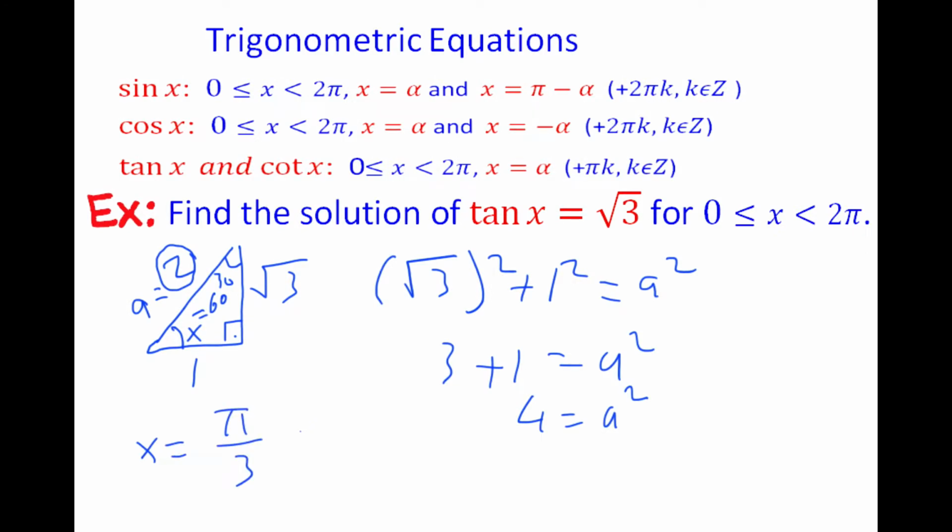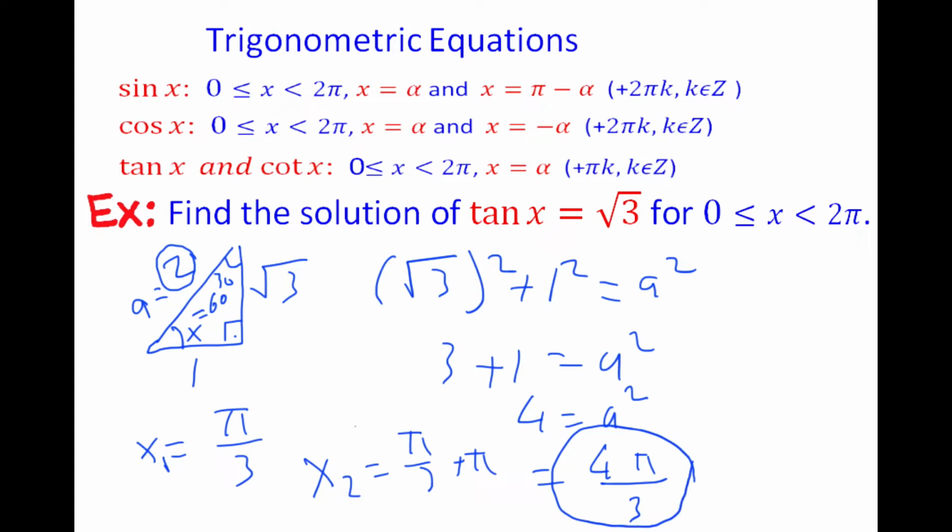And what we can do is we can add multiples of pi on this also. So we can say that the first solution is pi divided by 3, and the second solution, let me write it like this. x sub 1 is pi divided by 3, and x sub 2 is going to be pi divided by 3 plus pi, which is going to be 3 pi plus 1 pi, 4 pi. So 4 pi divided by 3, guys. So this is one solution. This is another solution, guys.